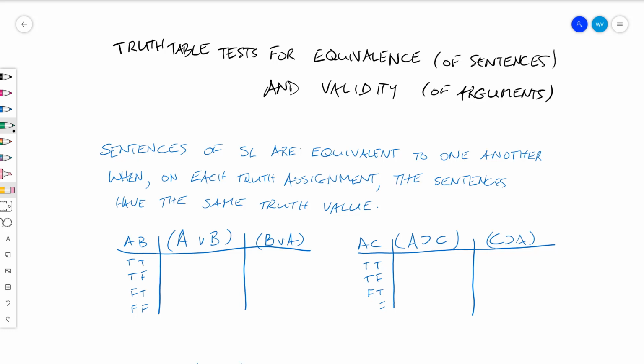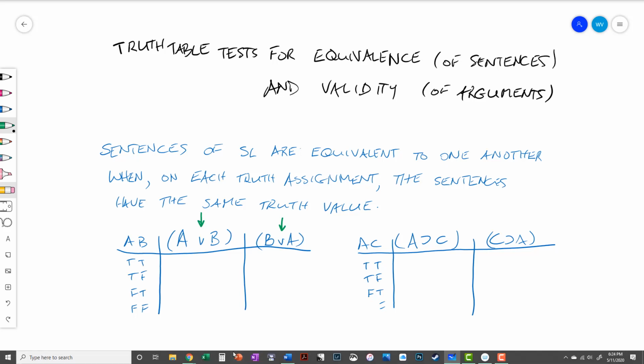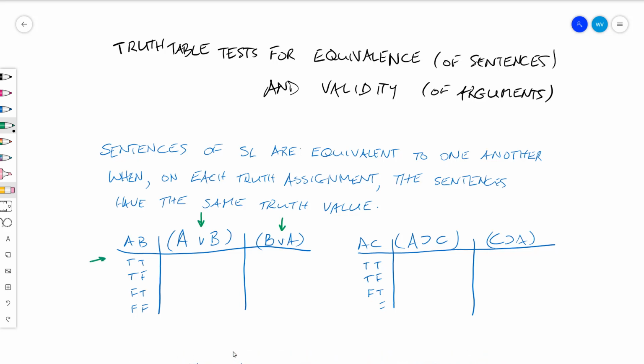That makes sense, right? So I've set up two truth tables here. Let's do this first one on the left. We'll look at this truth table. And what we want to show is that under the main operator of each of these two sentences, we're going to get the same pattern of T's and F's. In other words, on each truth assignment to the atomic propositions A and B, we'll get the same truth value for each sentence on every line.